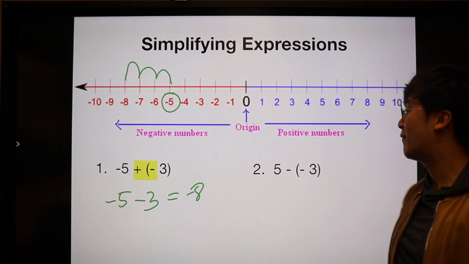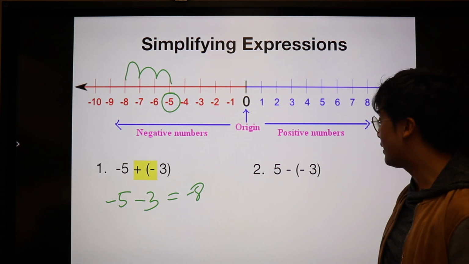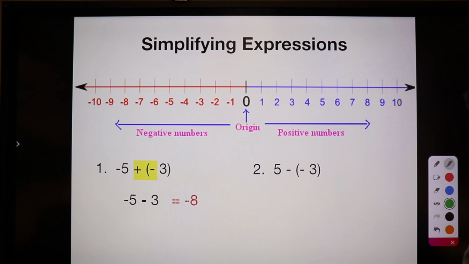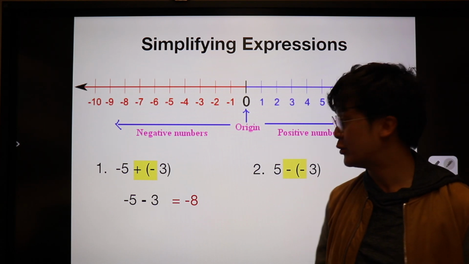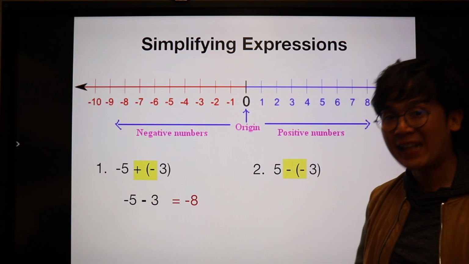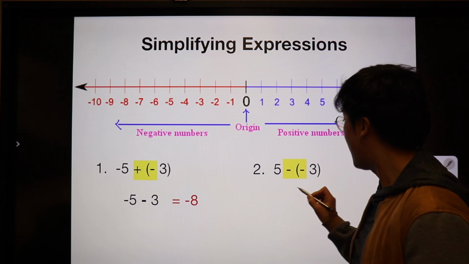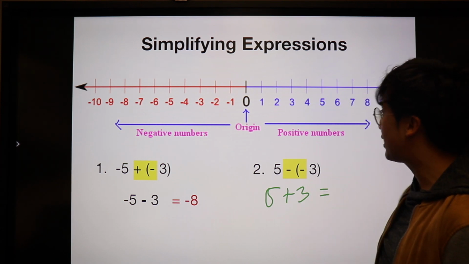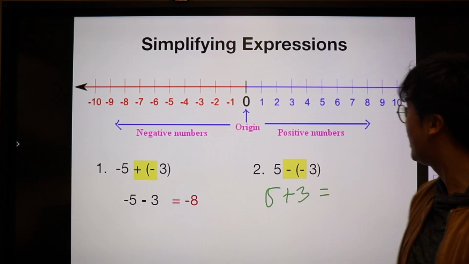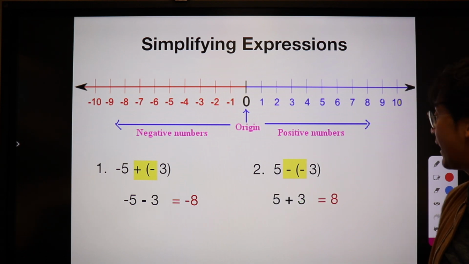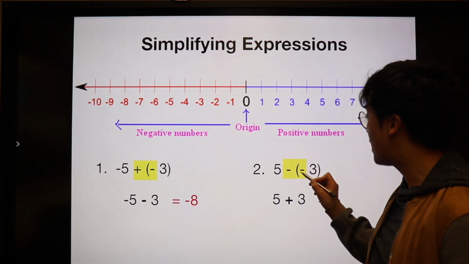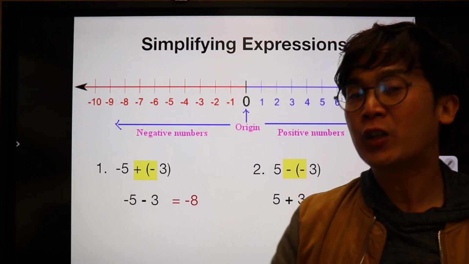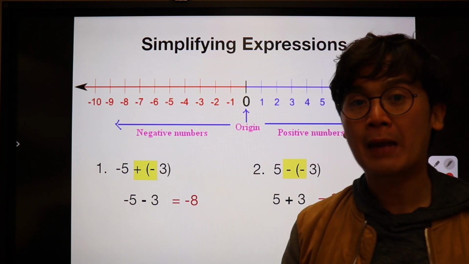Doing problem number 2, we have positive 5 minus negative 3. That means we're going to be simplifying the two negatives. And the two negatives are going to turn into a positive. So from 5 minus negative 3, or 5 minus minus 3, we'll be able to simplify this expression into 5 plus 3. And 5 plus 3, as we know, we don't even need to use the number line. It's just going to be equal to 8. So seeing 5 minus minus 3 may be a little bit confusing, but if you simplify your equation, you'll understand how simple and basic that math problem is.